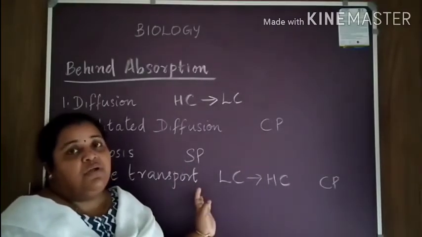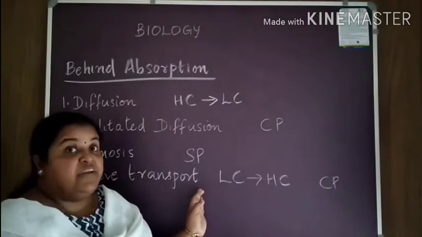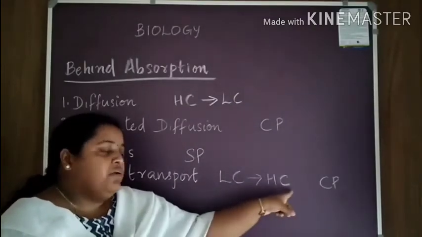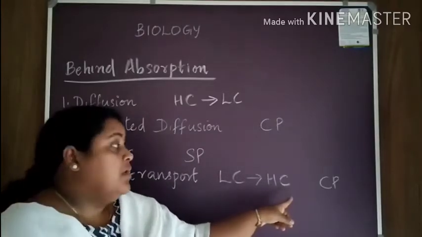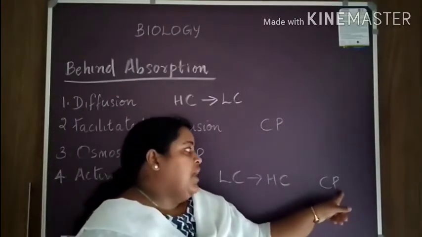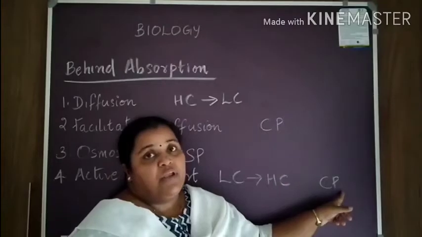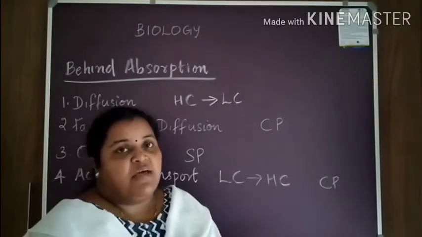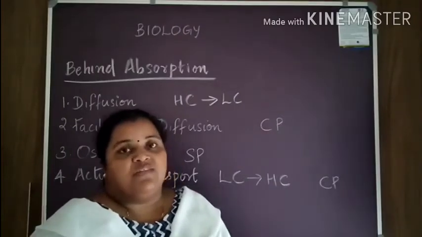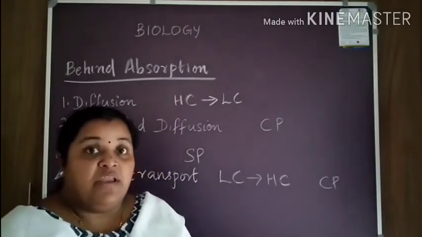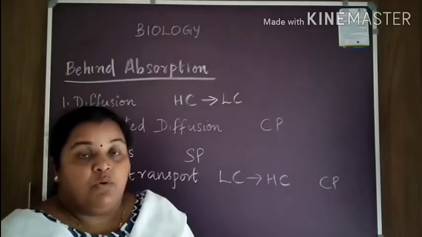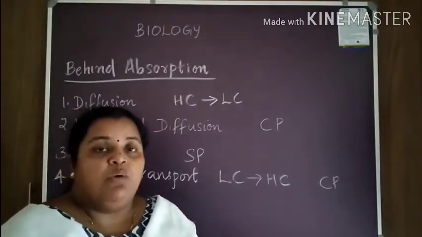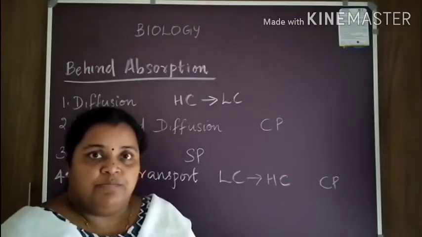And the last one is active transport. In active transport, it is against the concentration gradient. So molecules move from a lower concentration to higher concentration with the help of a carrier protein by utilizing energy. For example, the salt, glucose, etc., present in the small intestine are absorbed more based on the requirement of the cell. I hope you understood this portion.